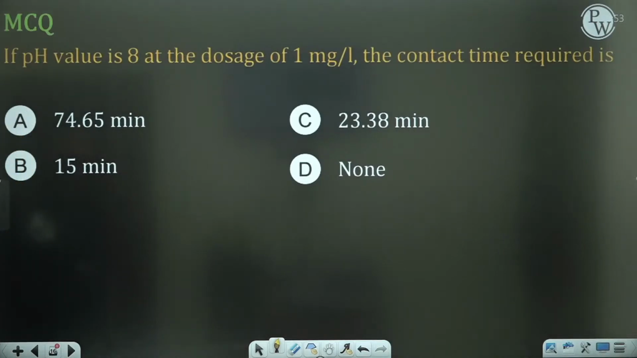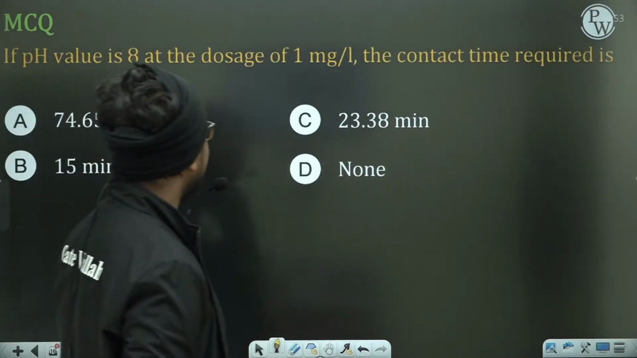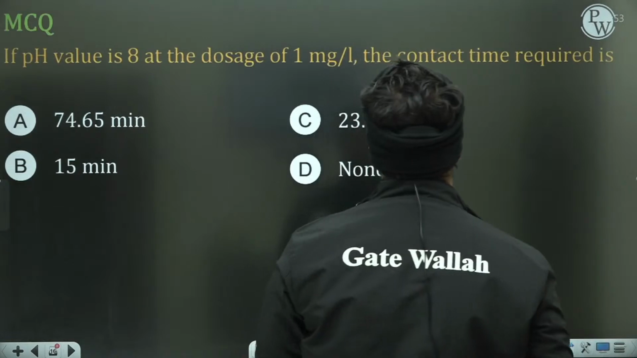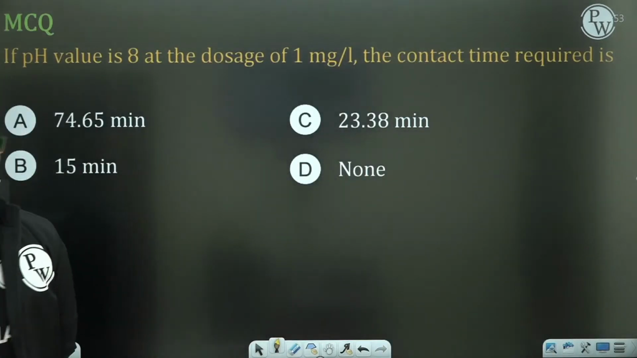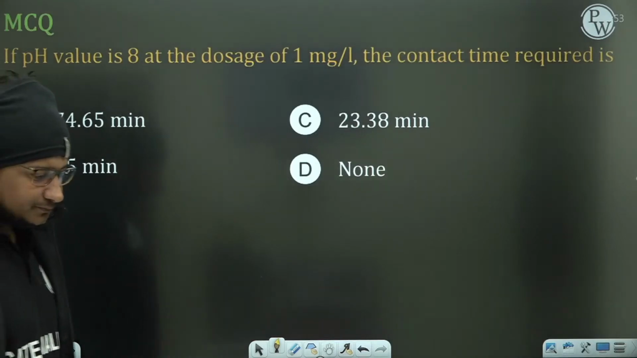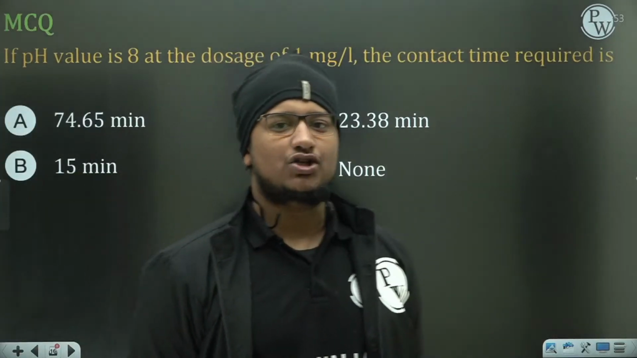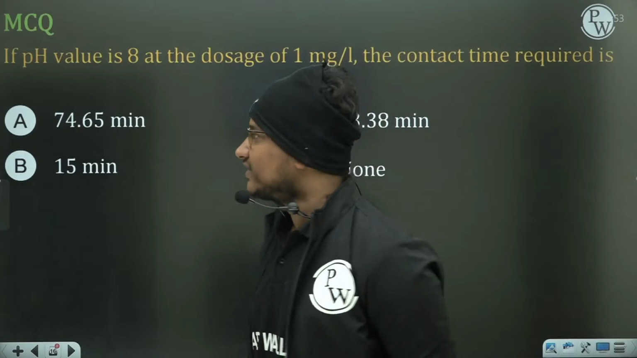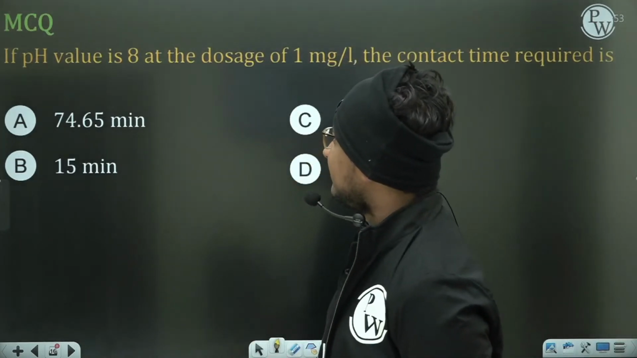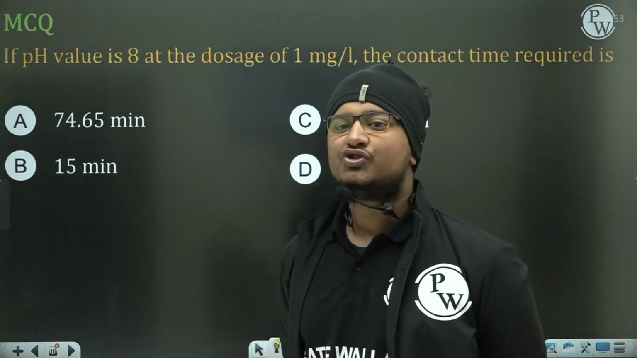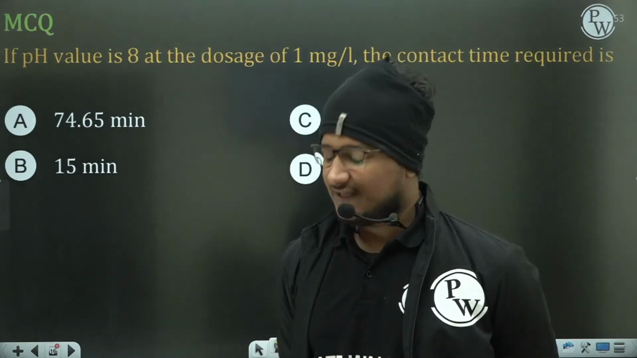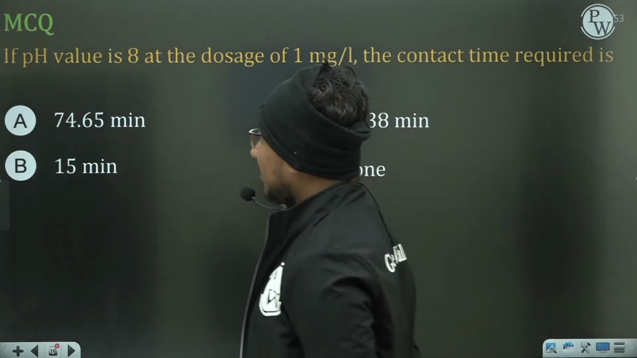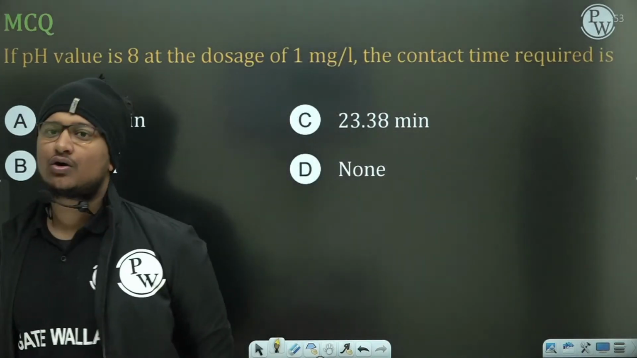Now the second part of this question is that if pH value is 8 and the dosage of 1 milligram per liter, the contact time required is. What they're telling is that I am changing the pH value from 7 to 8, but I don't want to change the dose. It will still be 1 milligram per liter only. But in that case, what we need to change? We need to change the contact time.